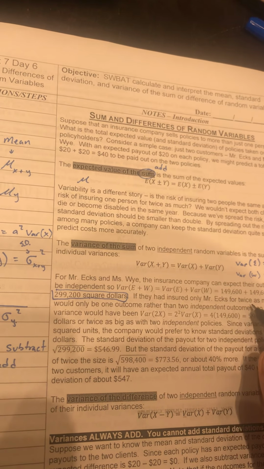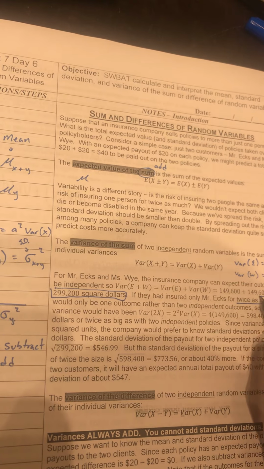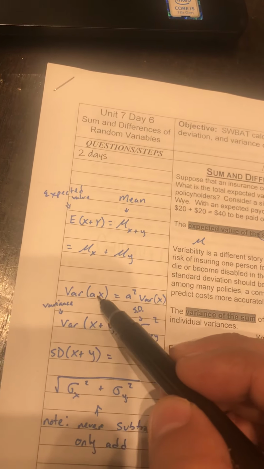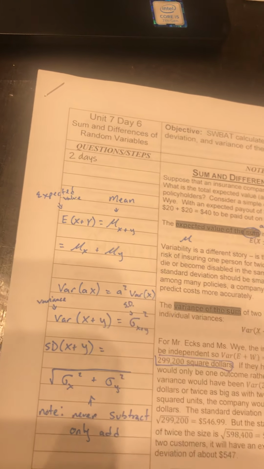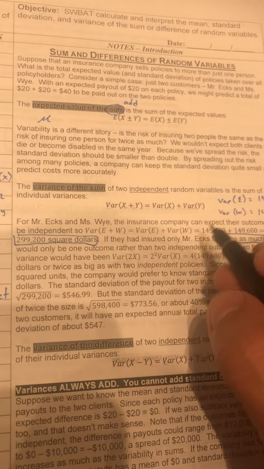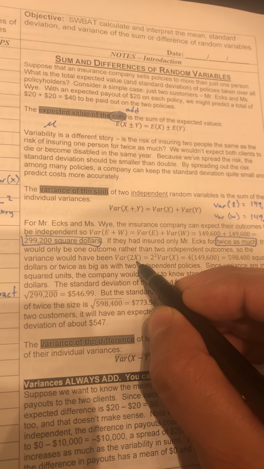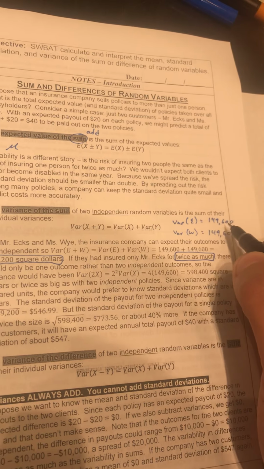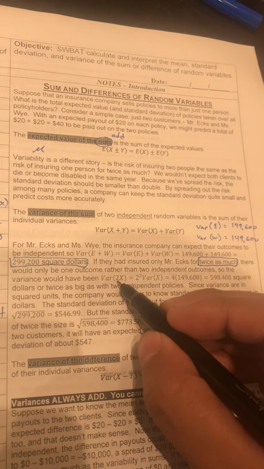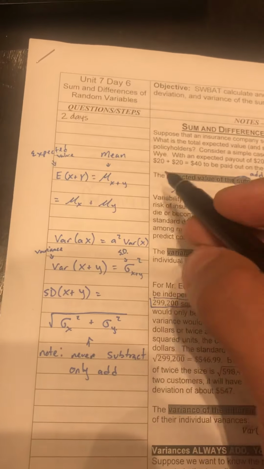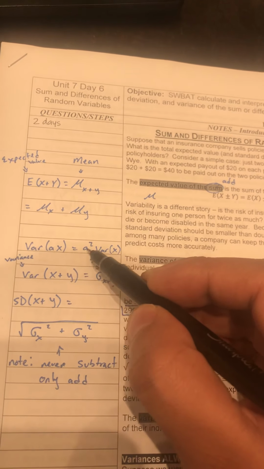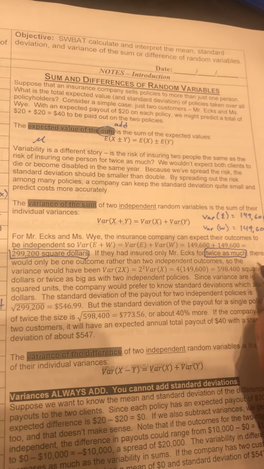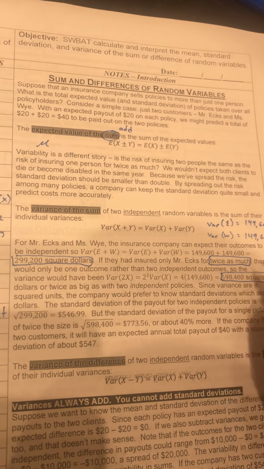Now, this next sentence, where it says that Mr. Eeks was insured for twice as much, this is from yesterday's lesson, where the word twice means doubling it. So right here, the variance of 2x. Well, we already have x as 149,600. So this 2 is going to be squared, following the formula. So 2 squared times the variance. 2 squared is 4 times that. So that's going to be the variance, okay?